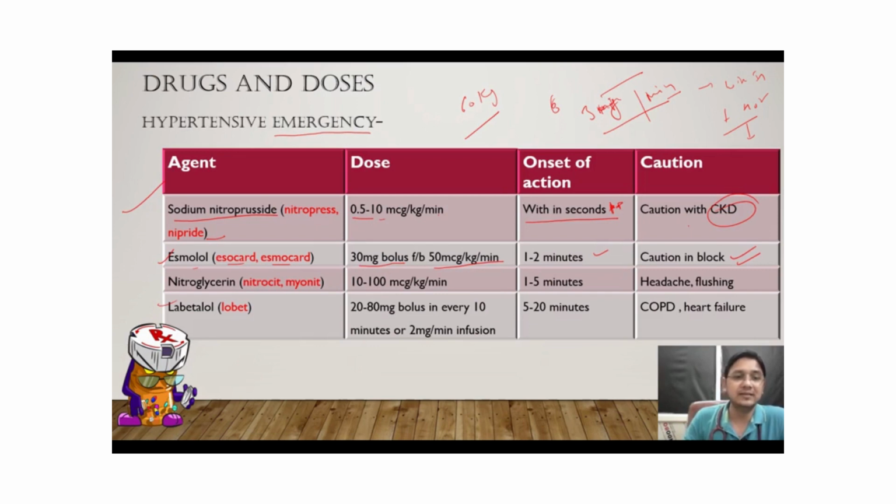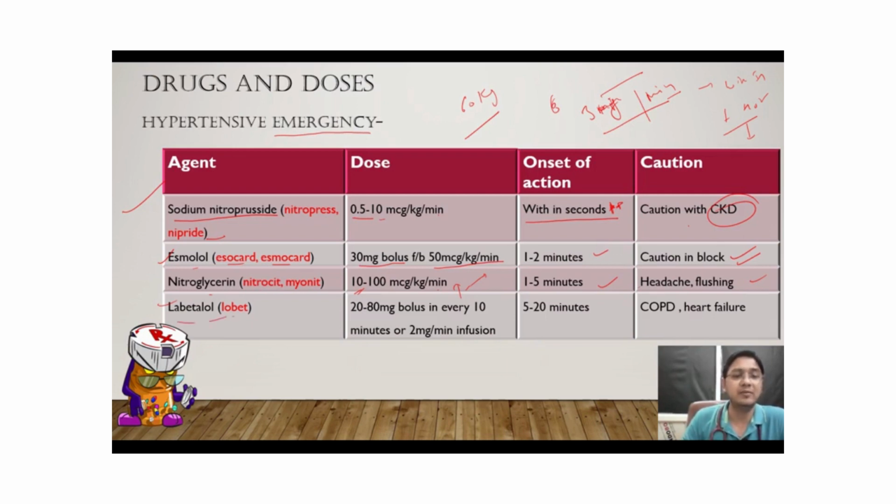So the dose is there. The third agent we have in IV form is nitroglycerin, available as Nitrosate or Myonate. The infusion we have to start with is 10 microgram per kg per minute, and we can increase the infusion if there is no response. Onset is within minutes. A few side effects are there, like headache and flushing. We can avoid that. We are not worried about these symptoms, because we have many more things to do.